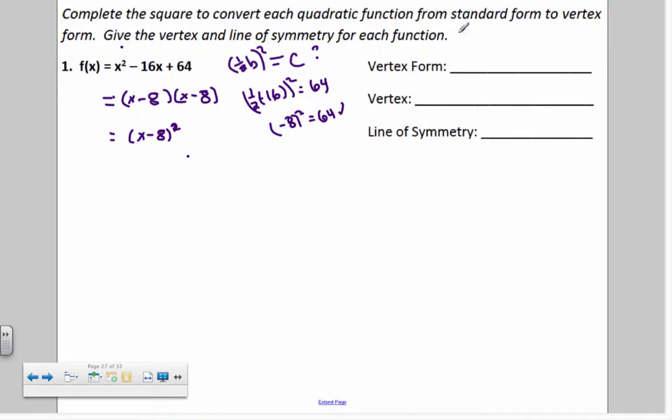If you remember, vertex form is y equals a times x minus h squared plus k. And if I rewrite this in vertex form, I have f of x equals x minus 8 squared. And in this case, my a is 1, my h is 8, and my k is 0. Well, vertex form is always h comma k, so in this case I have 8 comma 0. My line of symmetry is x equals h. So here my h is 8, so I have x equals 8.